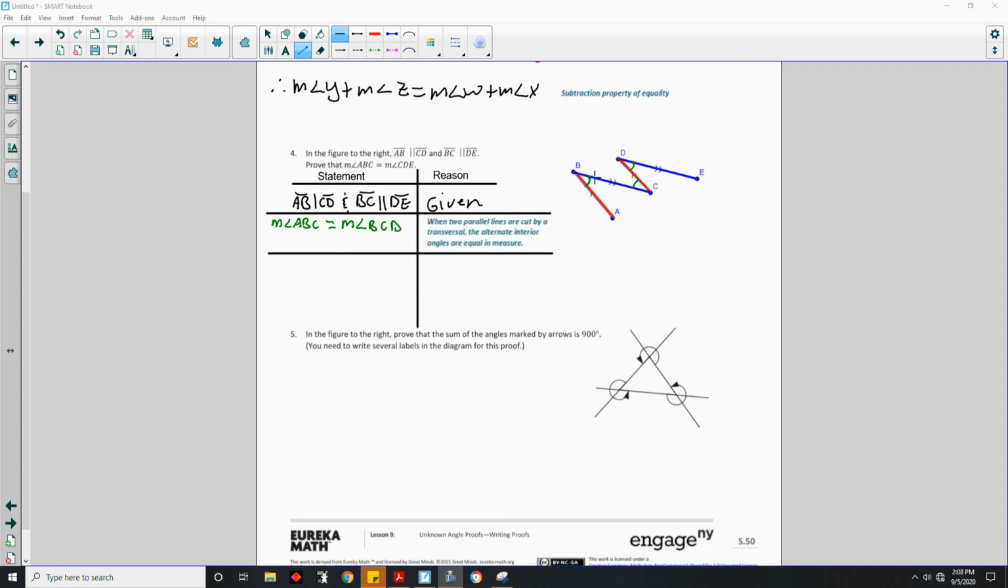And now if I focus on BC and DE being parallel, and DC is the transversal, now I can say angle BCD is congruent to angle CDE because they're alternate interior angles. Yes? Okay. So let's do that. Let's do blue. So the measure of angle BCD is equal to, so BCD equals CDE.